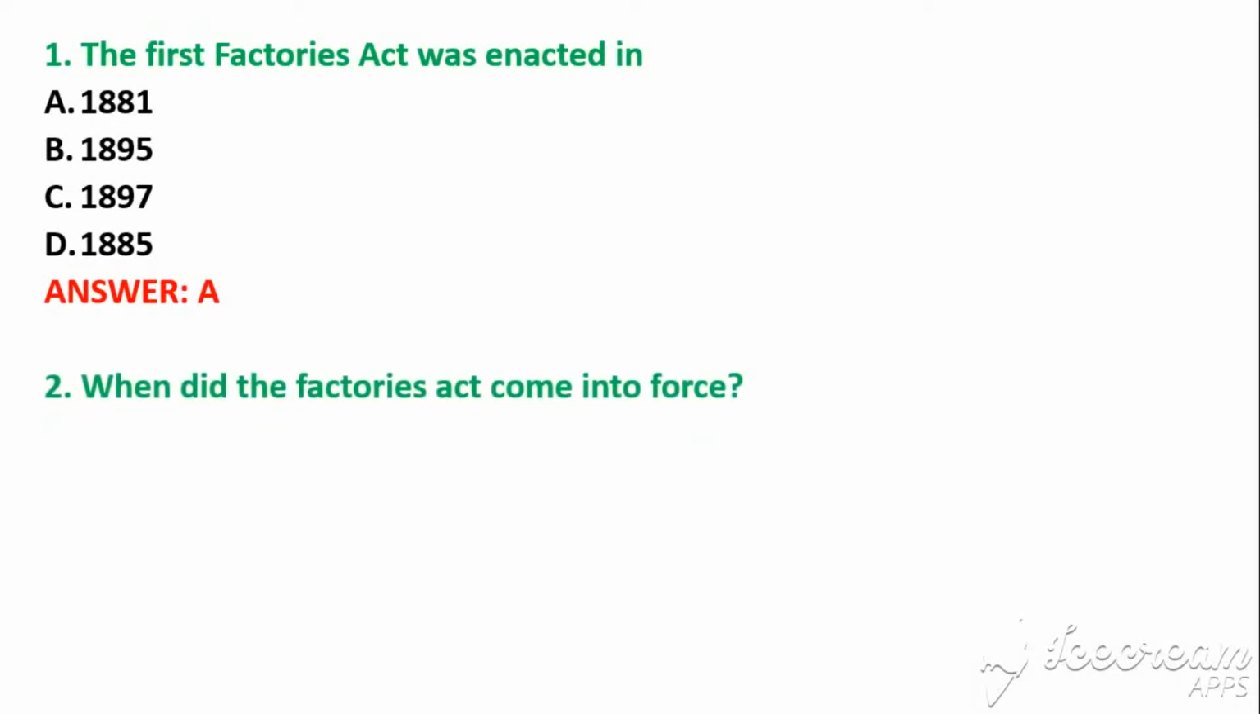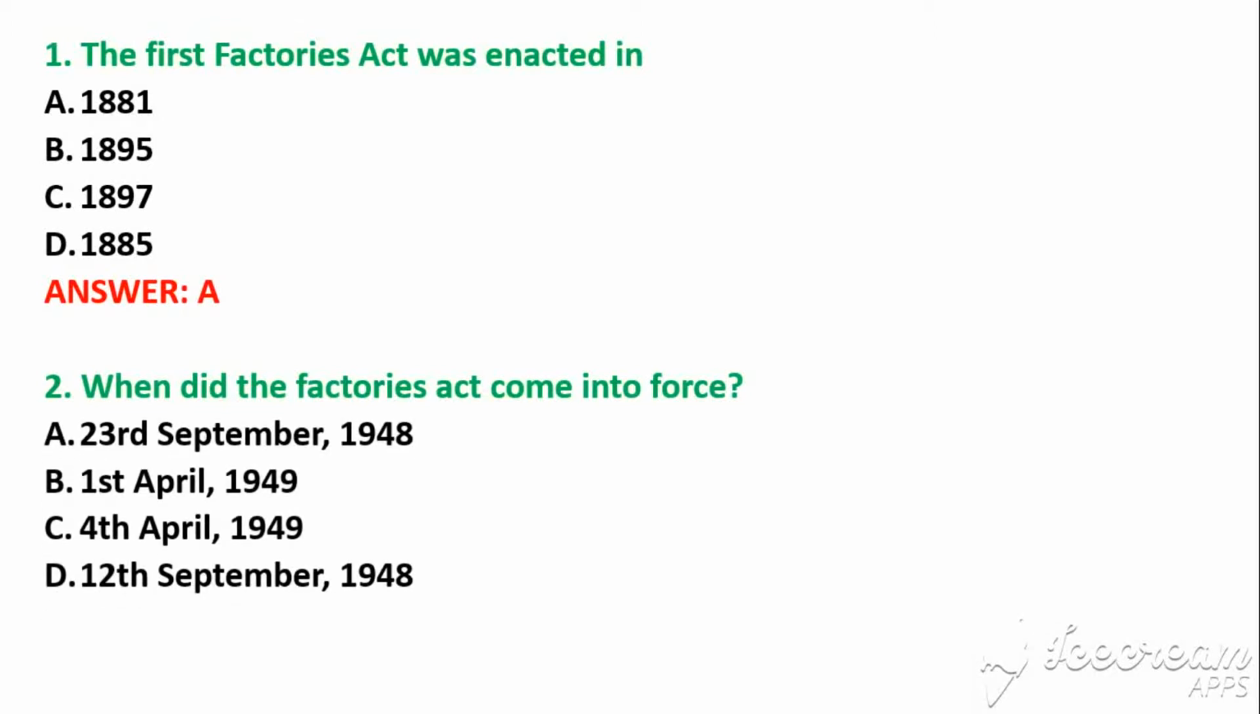The second question is, when did the Factories Act come into force? The options are 23rd September 1948, 1st April 1949, 4th April 1949. Last option is 12th September 1948. Here the right answer is B.